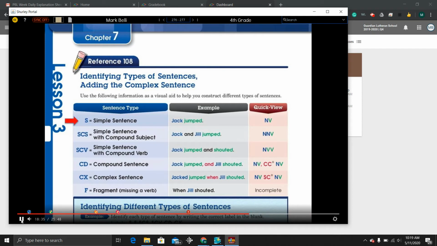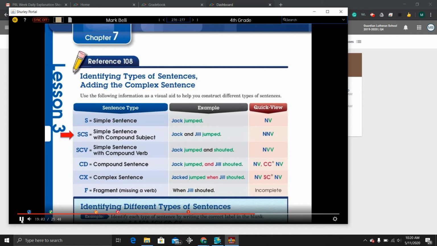Remember to abbreviate it with a capital S. Remember, a simple sentence has a subject and a verb and a complete thought. Read the example with me, please. Jack jumped. The quick view shows us the core parts of the simple sentence. Okay, Jack, I want to know, did you really jump? Oh, sorry, off track. Jack is the noun, jumped is the verb. Notice that they are both color-coded as well.